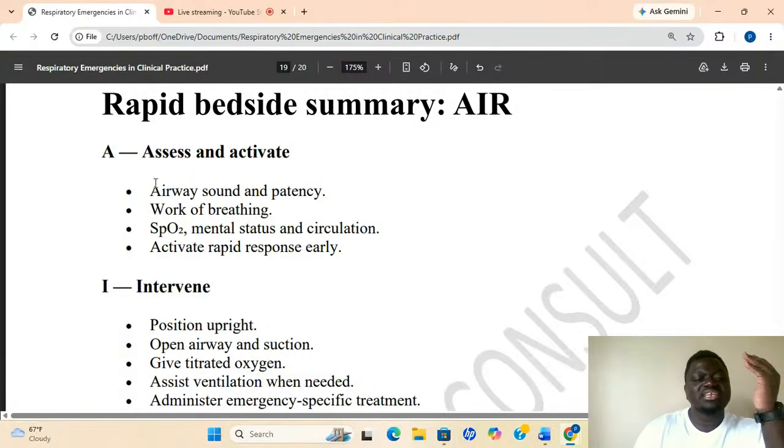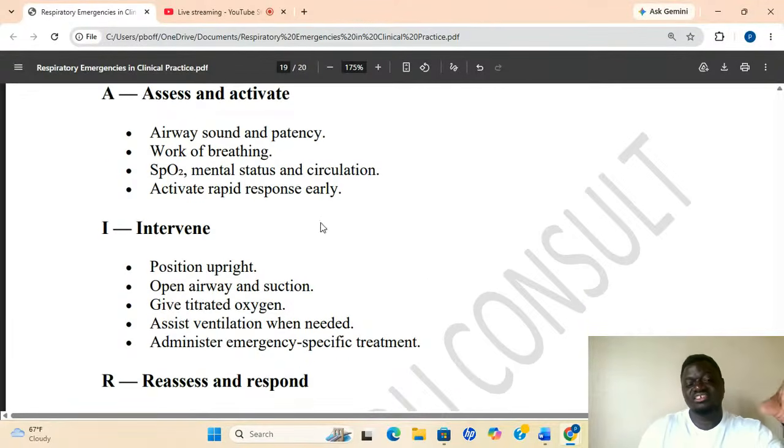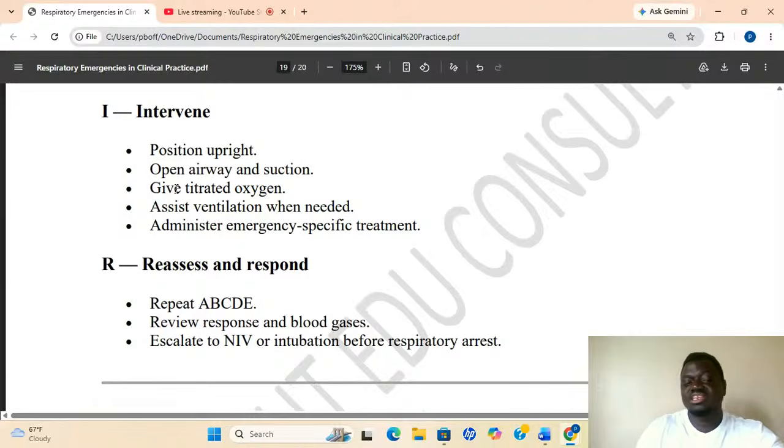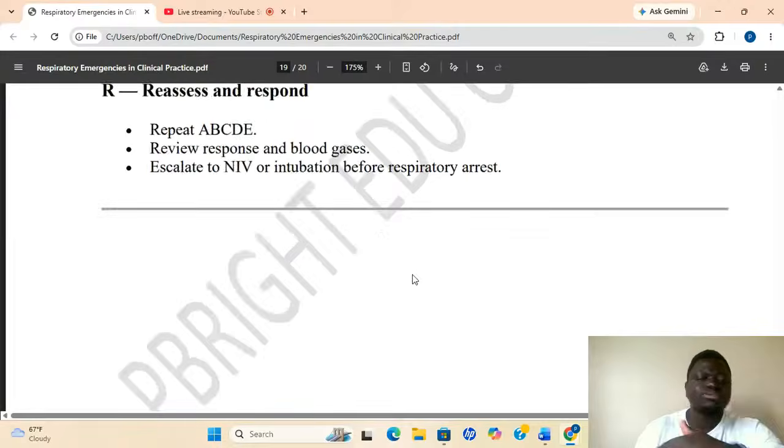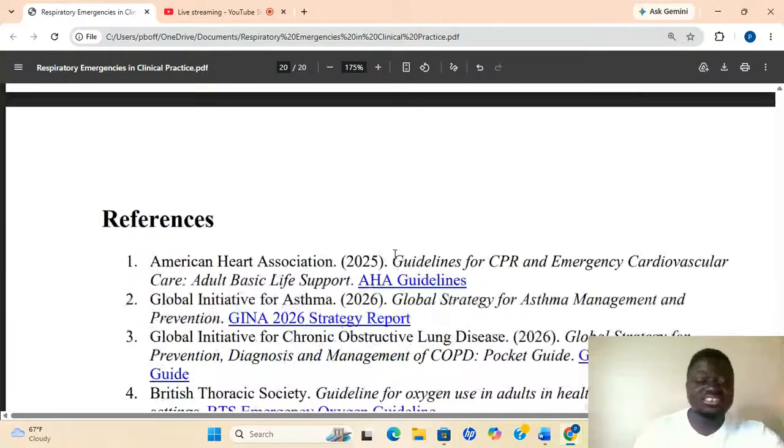Rapid bedside, airway. If I were you, I go to work, I ask myself, my patient, airway, what will help him? If suddenly the patient goes into respiratory attack, airway, what preparation have I done? Okay, yes. So you position your patient, open airway, give oxygen, then your reassessment and patient response, the GCS, and that's it. We are done.